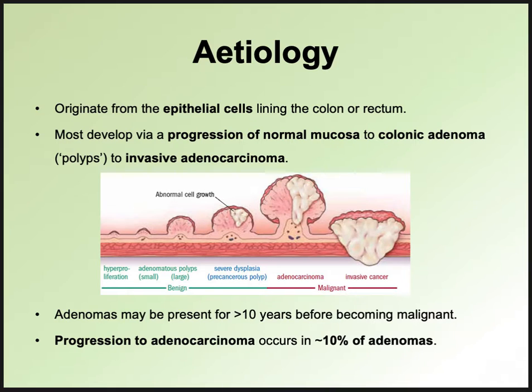In terms of etiology, colorectal cancer can be defined as a malignant neoplasm arising from epithelial cells anywhere in the large bowel. This excludes the appendix and the anus. Most colorectal cancers develop via progression of normal mucosa to colonic adenoma via a process of hyperproliferation, and then through a process of dysplasia, they become invasive adenocarcinomas. Adenomas may be present for over 10 years before they become malignant, and progression to adenocarcinoma occurs in roughly 10% of adenomas.